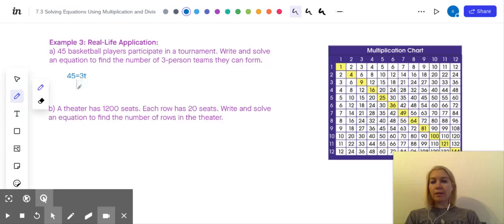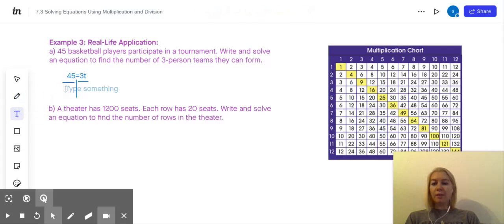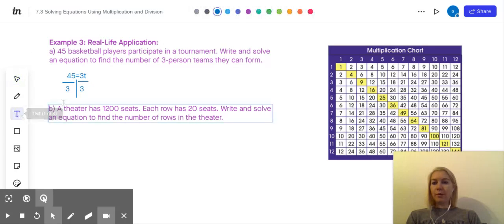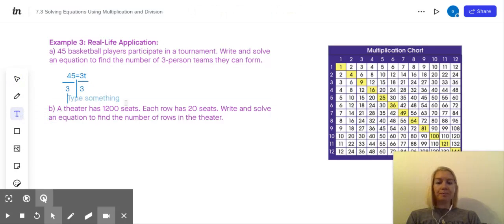We're going to draw a line down the middle. 3 and t are being multiplied, so that means we're going to divide to get t by itself. And we're going to divide both sides by 3. Okay, on the left side of the equation, I know 45 divided by 3, there's not quite enough room on our multiplication chart, but if we kept counting by 3s, we would get to 15.